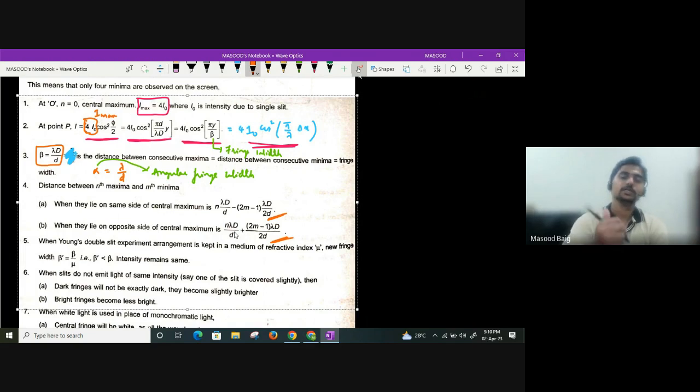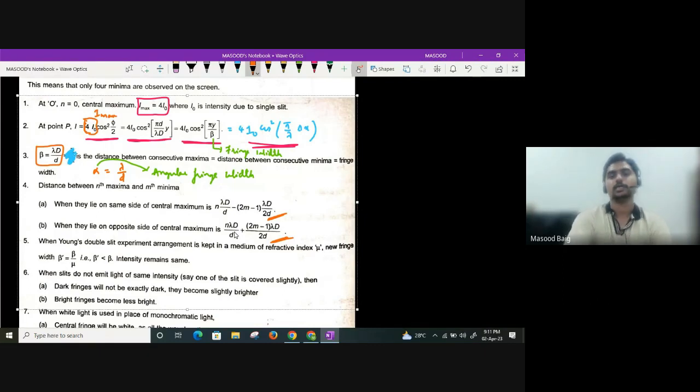We have also studied what will be the maximum intensity. Again, I am saying that slits are identical. So if slits are identical, maximum intensity will be at central maxima, which is 4 I naught. Intensity at any arbitrary point will be 4 I naught cos square phi by 2. And fringe width will be given as lambda capital D by small d, where lambda by small d will also be called angular fringe width.